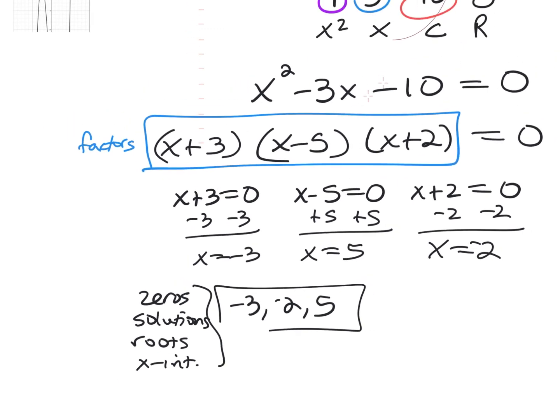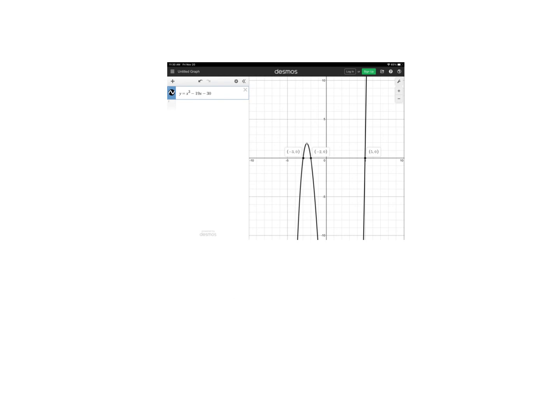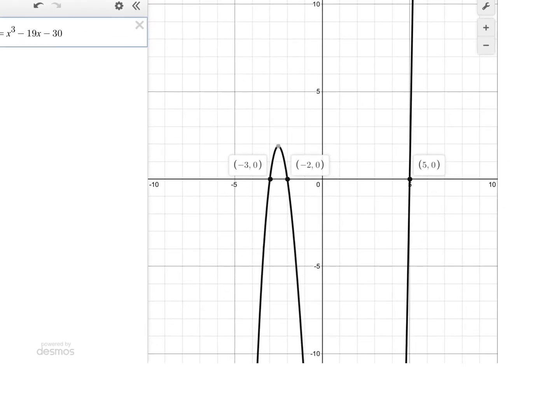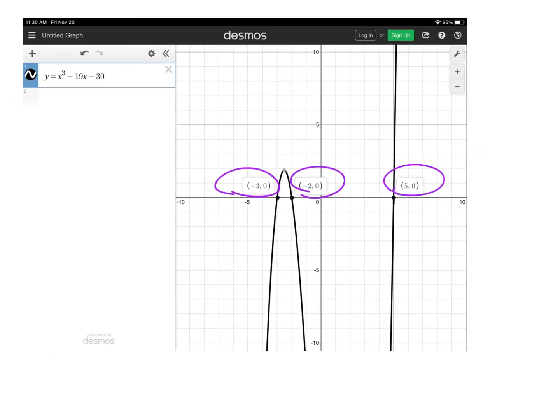Let's try another one. So this was the same graph that was there. Notice the 3 zeros I got were -3, -2, +5. Same graph. Let's try one more example.